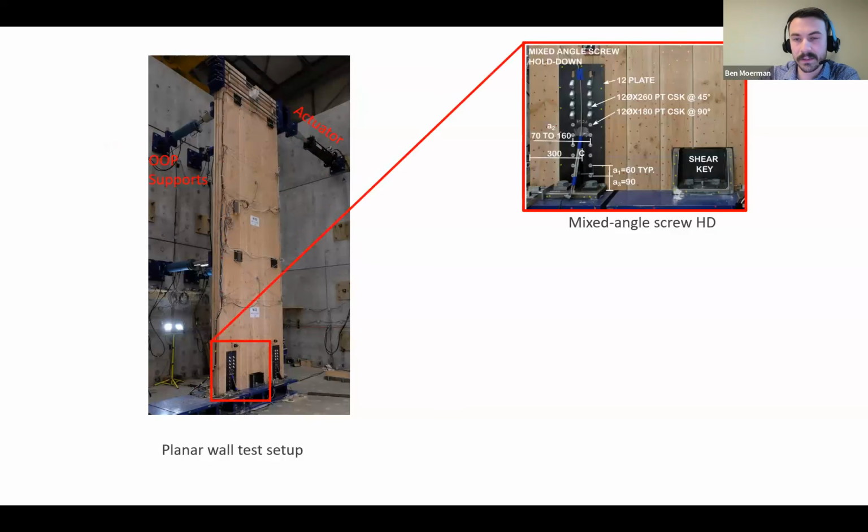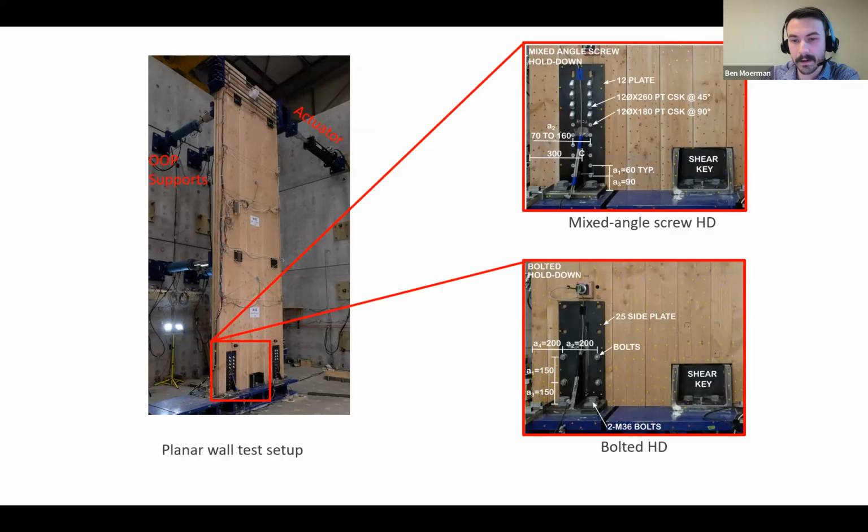The 2 types of hold downs we used that I mentioned earlier. So one was a mixed angle screw hold down, where you have a combination of 90 degree and 45 degree screws. And the reason we do that is that the incline screws at 45 degrees give really high stiffness, and the 90-degree screws give really good ductility. I'm not the first to use these hold downs, but we were the first to use these at the base of a cantilever wall, and really put some high forces into this.